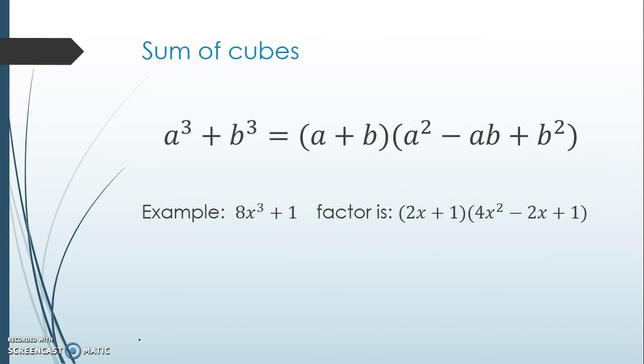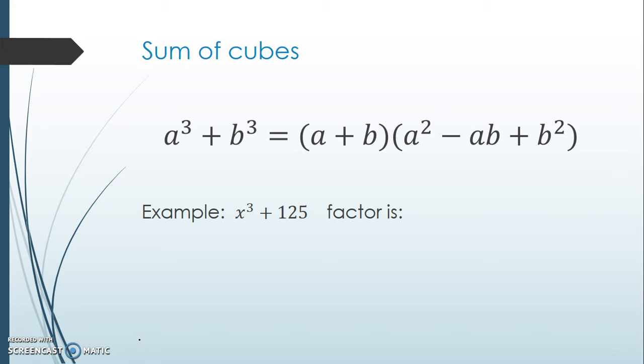Now, sum of cubes works very similar, except now we have addition. So there's our example at the bottom with 8x to the third plus 1. It factors pretty much the same way. The only difference between the two is that now we have a minus ab. So then we take that out, and we get 2x plus 1 times 4x squared minus 2x plus 1.